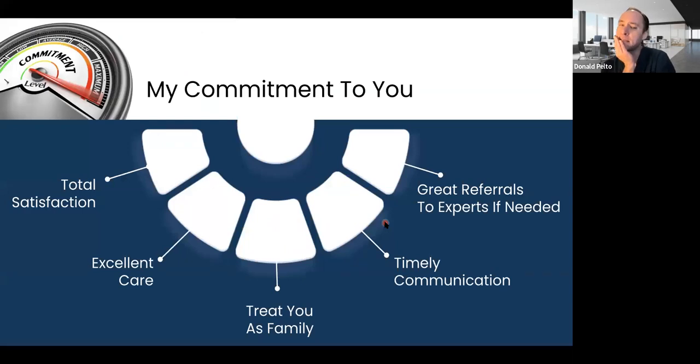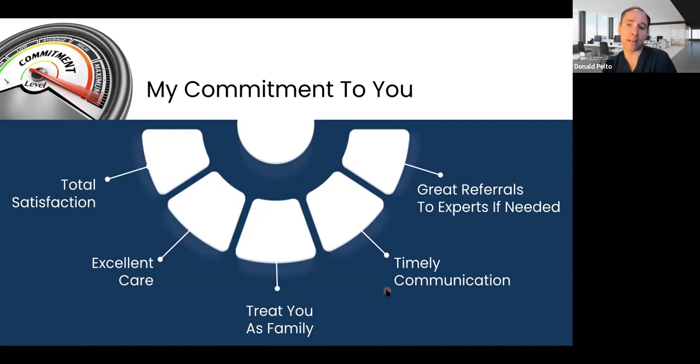And then I'll tell them, this is the key: I say, this is my commitment to you. You're going to have total satisfaction. You're going to get excellent care. And I want to treat you as family. And I really emphasize that. We're a smaller practice. We're not hugely overbooked or anything like that.